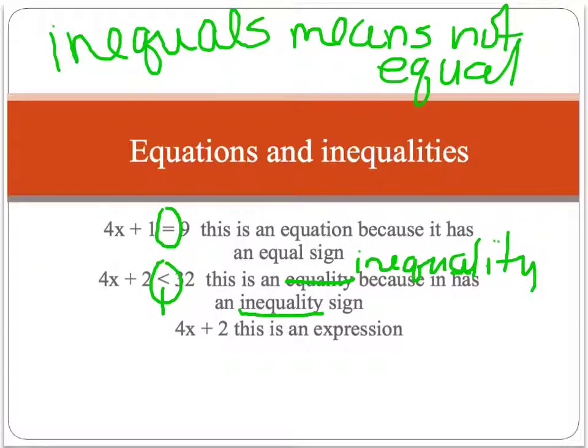The last thing is something that we've dealt with already, and you've done some evaluating of these, and these are expressions. So 4x plus 2. This is an expression. You can't solve it. You can't simplify it because we don't know what x is. It's not equal to anything, so it's not an equation, and it doesn't have an inequality sign or a less than or a greater than sign, so it is not an inequality.